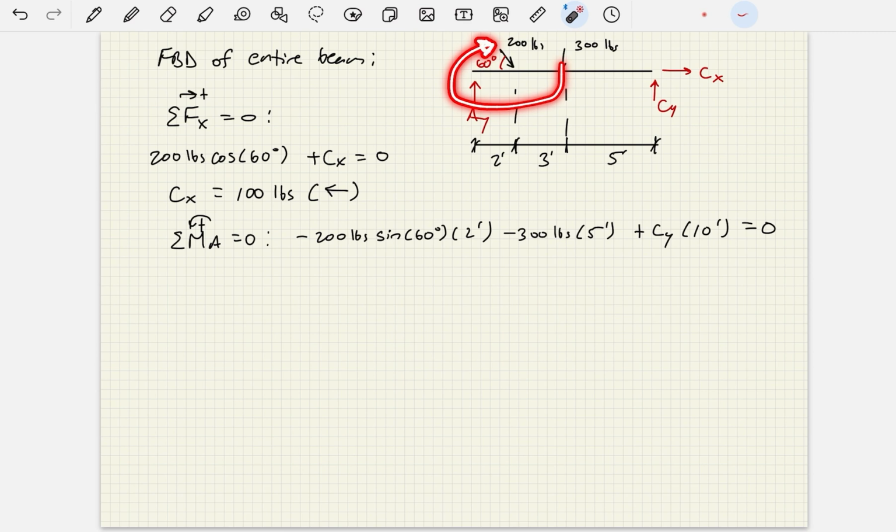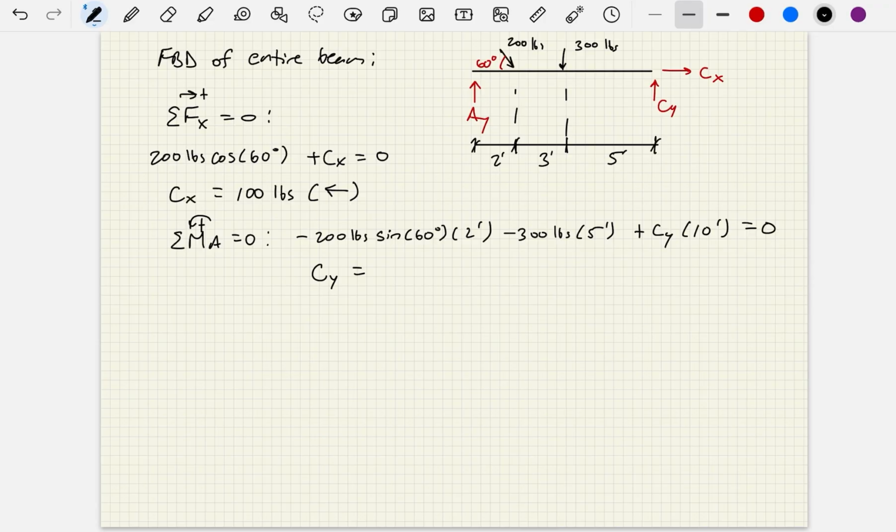Clockwise tendency of rotation, which is why this is negative. And then we're going to say Cy, I'm assuming it's pointing up, times the full 10-foot moment arm. That's going to cause a counterclockwise tendency of rotation, which is why that's positive, okay? So I'm going to do some rearranging here, and I'm going to solve for Cy. And let's punch that in our calculators.